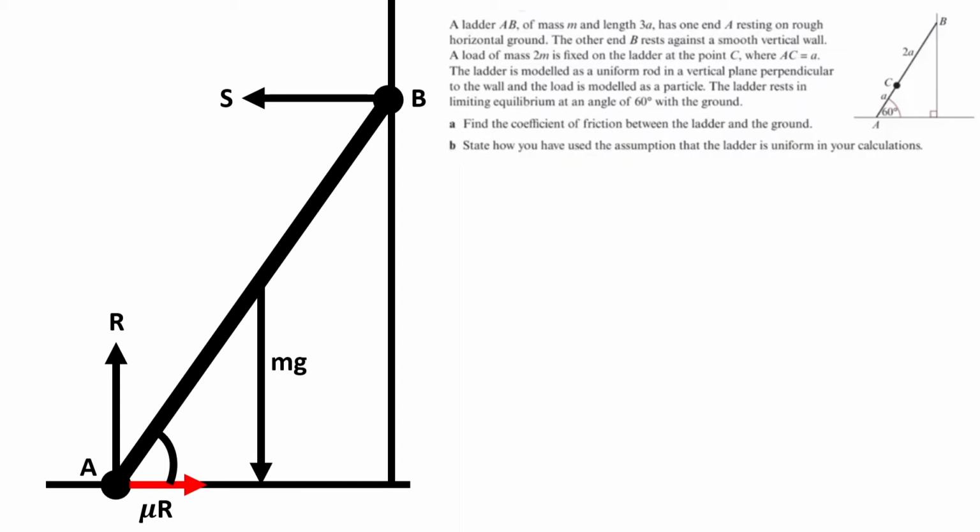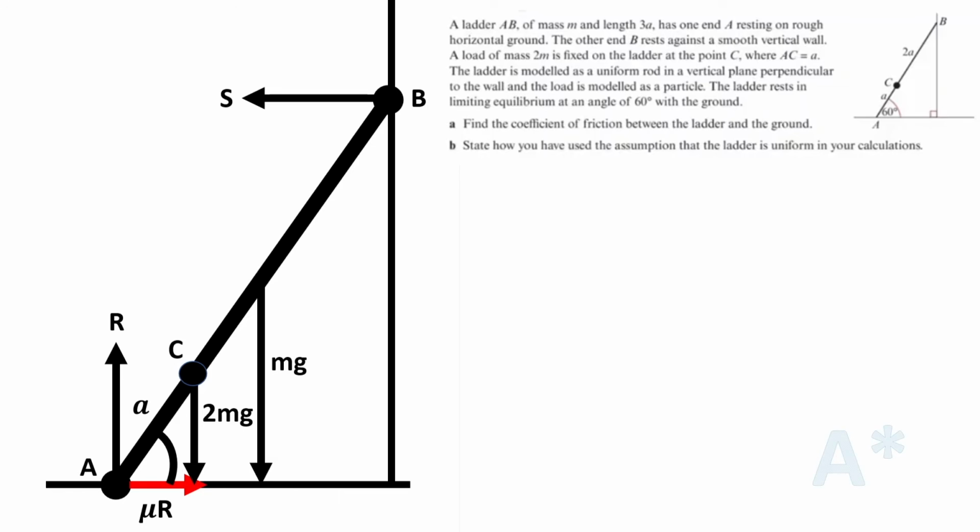We're then further told that a load of mass 2m is fixed on the ladder at point C, and AC is a. Well, apart from the diagram that we've been given, I would know that C lies in between A and the middle because the length of the ladder is 3a, half of that is 3 over 2a, and this is only 1a. So I'll place C right here, and there's a force of 2mg.